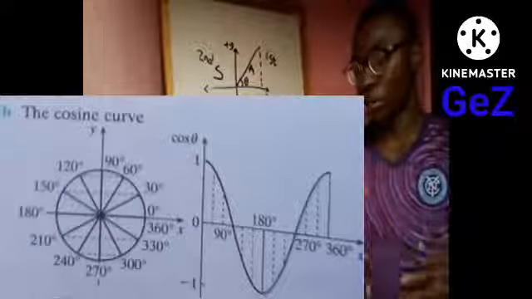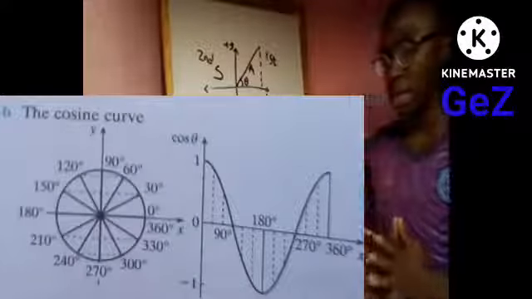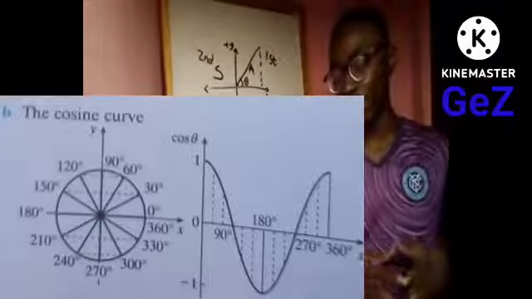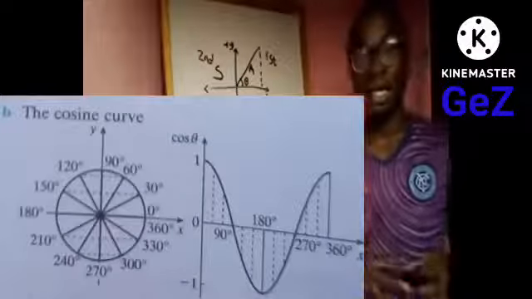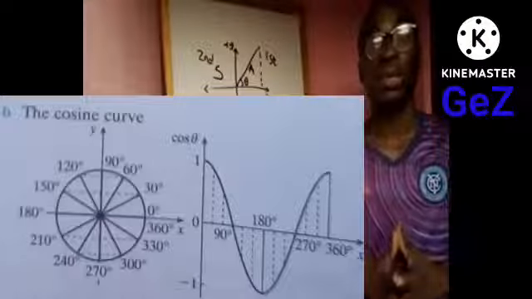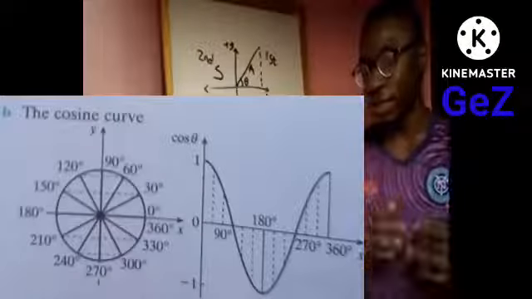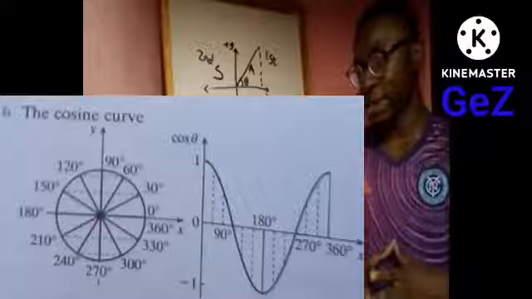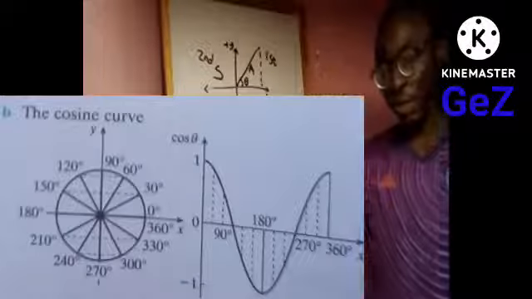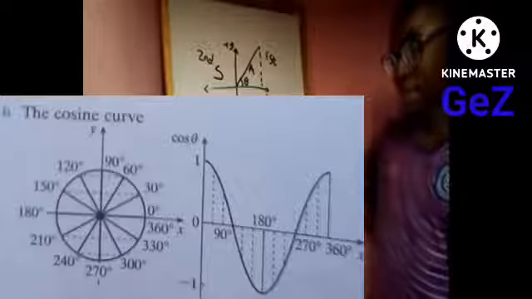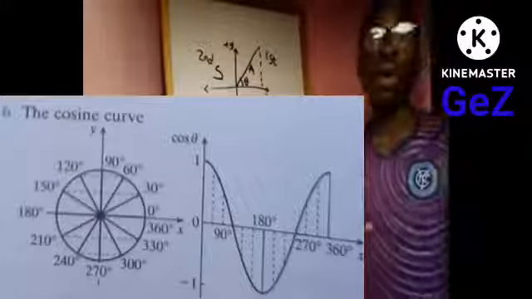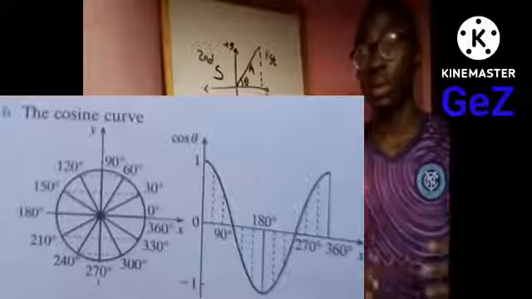Now we could also talk about the cosine curve. You can see in this case the cosine curve looks just like a sine curve, but with a delay of 90 degrees or pi over 2. When theta is 0, cos is 1. That is why it starts from the top, goes down, goes to the negative axis, and then goes back up again. So this is the curve of cos theta from 0 degrees to 360 degrees.